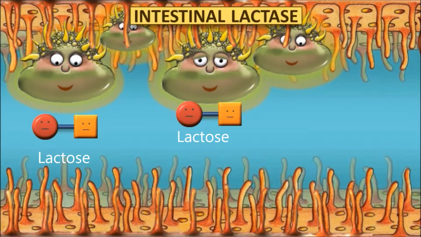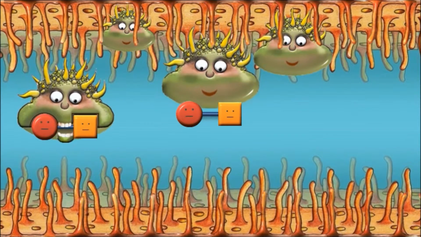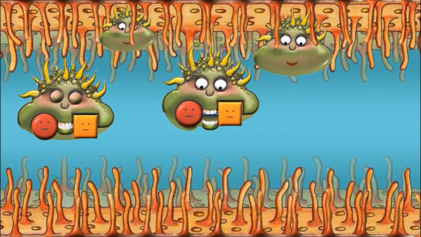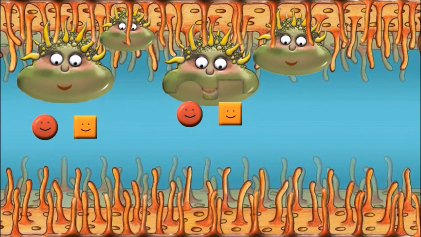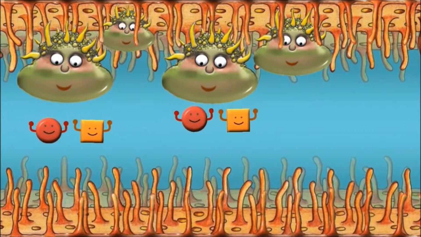The specificity of the enzyme can be explained by the lock and key mechanism. This mechanism can be seen in the animation, where the active site of the enzyme will only bind with a molecule of lactose, as their shapes are complementary.